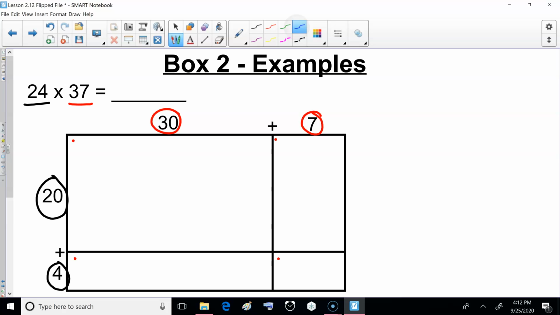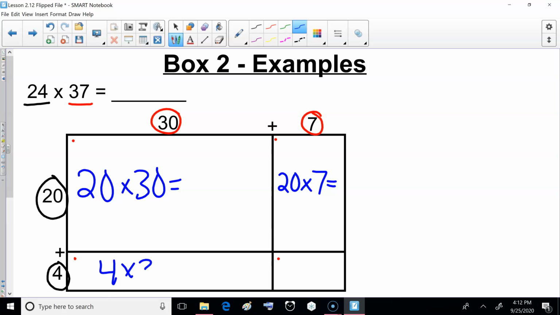We have 20 times 30 equals, we have 20 times 7 equals, because those match up with those numbers right there. And now we have 4 times 30 equals, and 4 times 7 equals. Notice how our number is 30. We can see 30 right here and 30 right here working their way down. So 7 is here, 7 and 7. And then working across, we have 20 and 20, and 4 and 4.